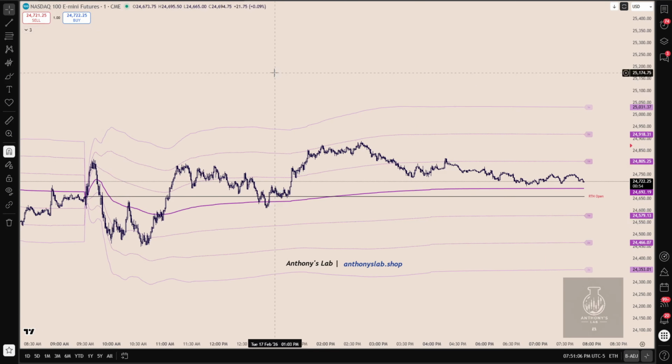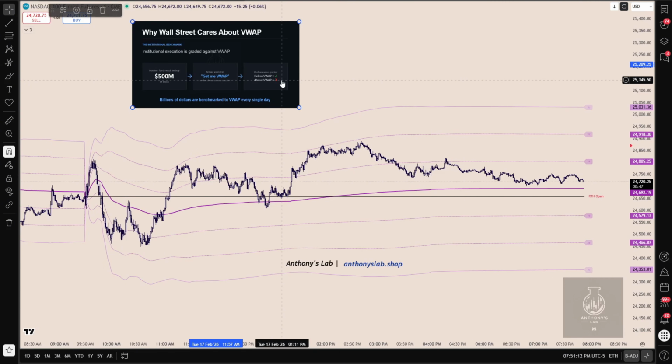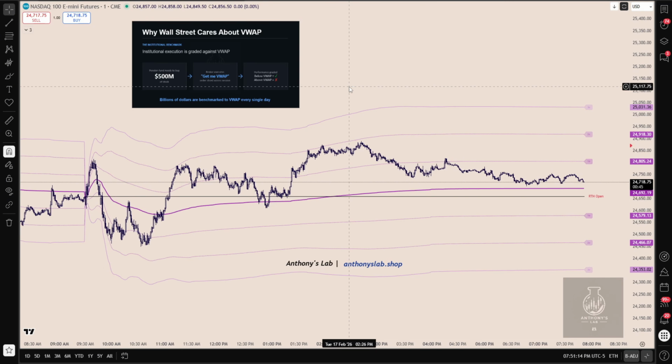Alright, so why does VWAP work and why does it actually matter? Let's say you are a large trader and you have lots of volume. The biggest problem you face is actually having too much volume. How do you fill all of your contracts without moving the market against yourself and exposing your position?